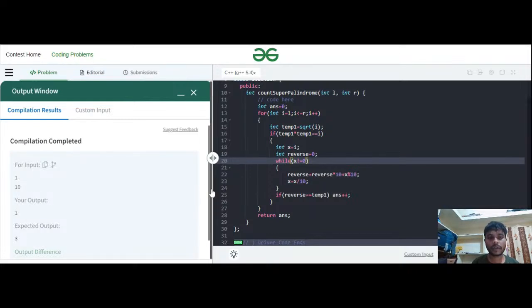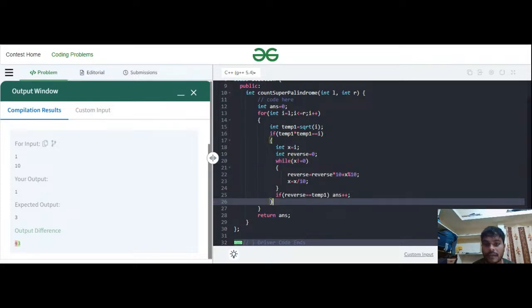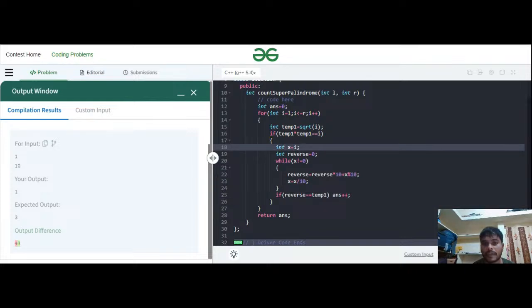Here we got the wrong answer. Why? Because the square root of I, answer plus plus, if reverse is equal to reverse into 10, x is equal to x by 10. Here we did something wrong where reverse x is not equal to 0.